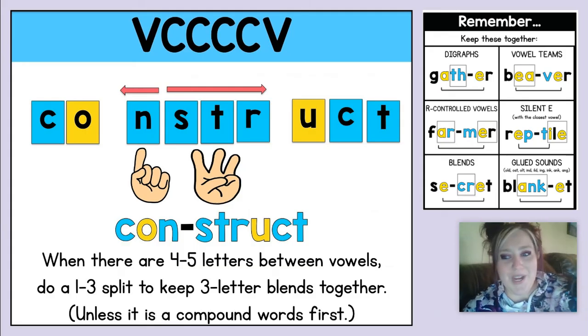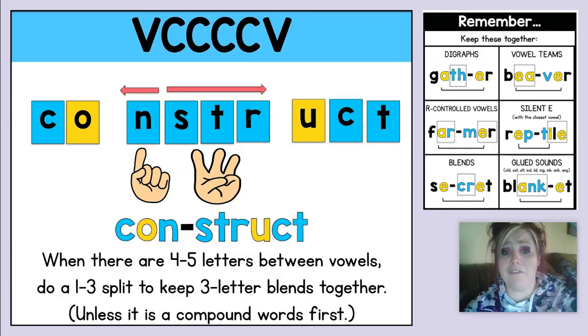Ooh, we just did 3 consonants. We're adding it into 4. I told you we're building. That's why our mastery skills are super important. Now we're up to 4 consonants. V, C, C, C, C, V. When there are 4 and even 5, but we only put 4 on there.